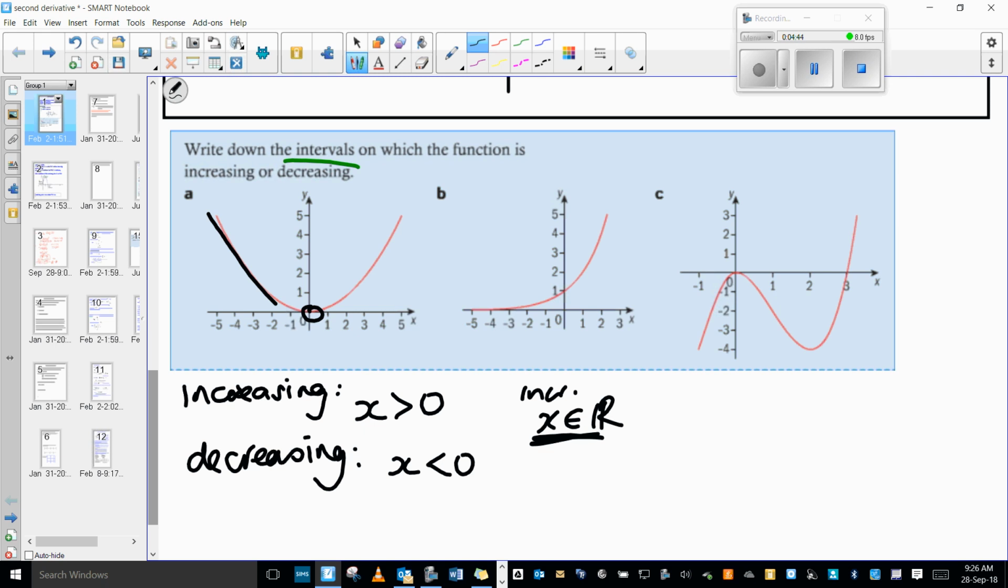And then this function here, increasing. Hopefully you can see it's increasing in this portion and this portion. Are you happy with that? The two black bits, it's increasing. So that's x is less than 0 and x is greater than which value? 2. Lovely.